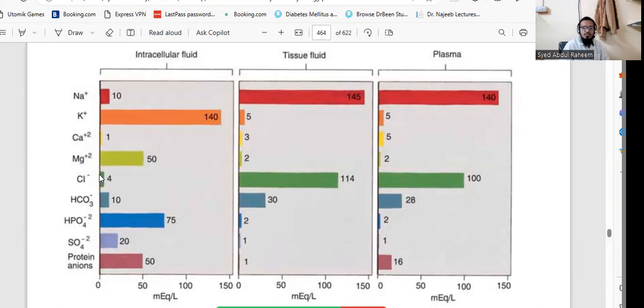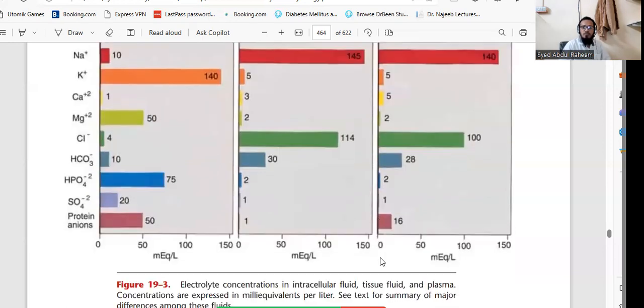Chloride is less in cellular fluid, high in tissue fluid, high in plasma. Sodium bicarbonate, you can see here 10%, 30%, 28%. Sulfate 75%, 2%, 2%. SO4 minus 24, 21, 1. Proteins 51 to 60. So this is very important.